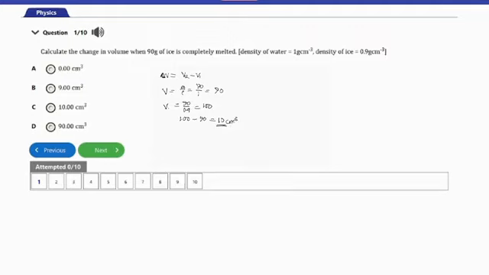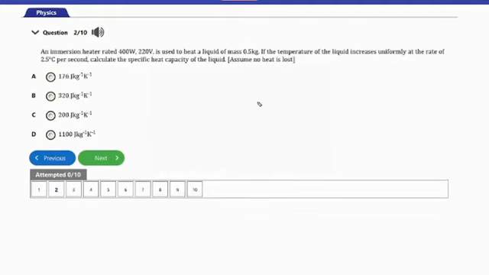Let's go ahead and consider the next question, guys. So that's question number 2 here. It says an immersion heater rated 400 watts 220 volts is used to heat a liquid of mass 0.5 kg. If the temperature of the liquid increases uniformly at the rate of 2.5 degrees Celsius per second, calculate the specific heat capacity of the liquid.